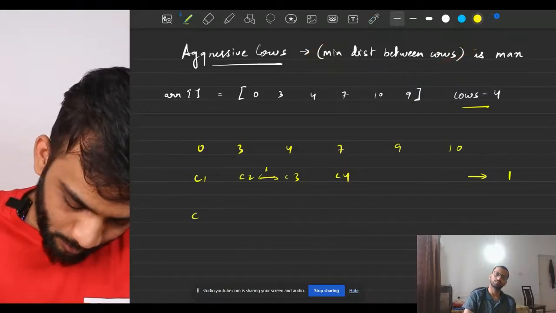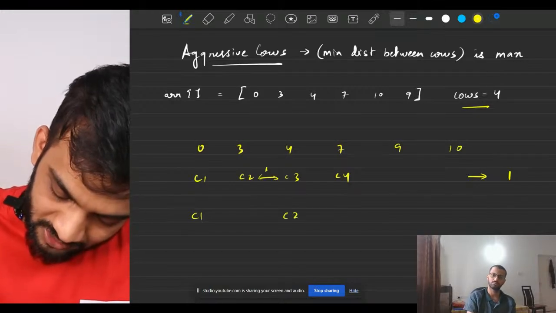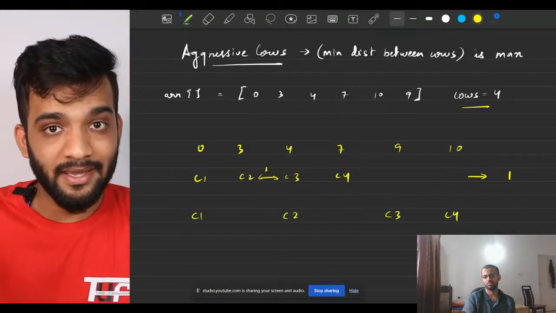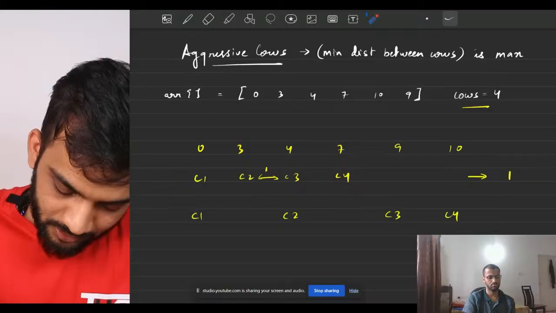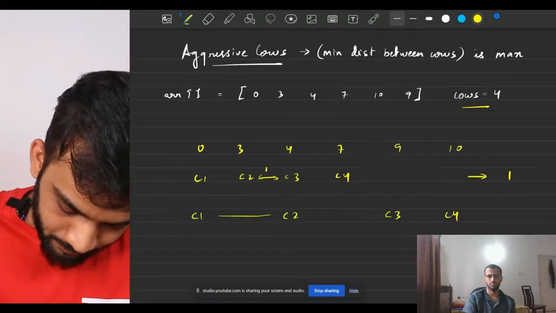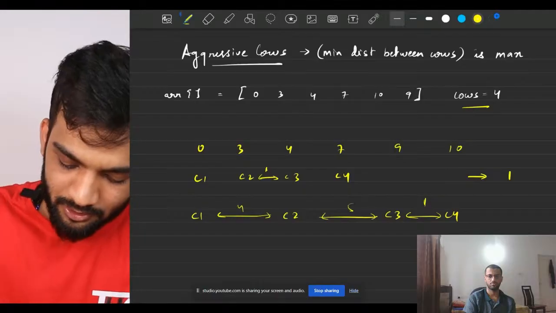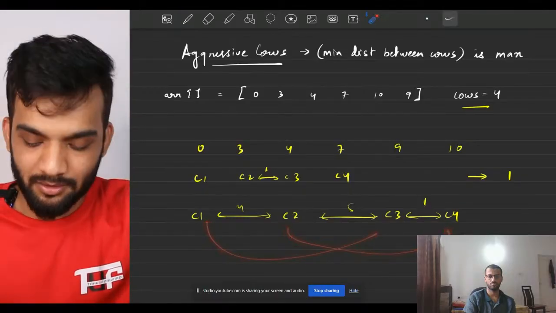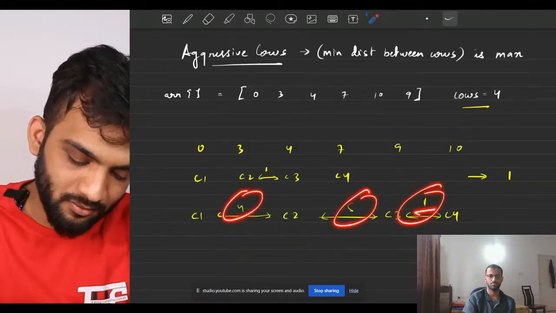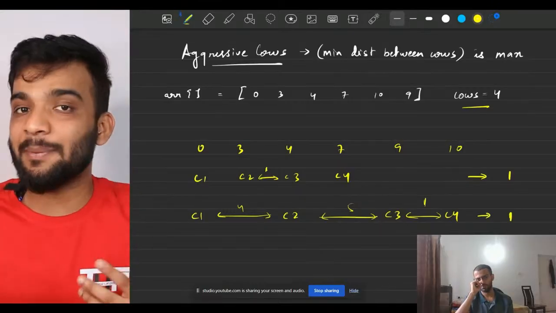Can I place it something like C1, C2, maybe C3, and maybe C4? I can. Even if you place it like this, the distance between this is 4, the distance between this is 5, the distance between this is 1. You can take this as well, doesn't matter. What's the minimum? That's 1. Still keeping it as 1.